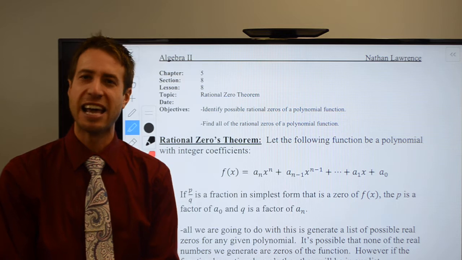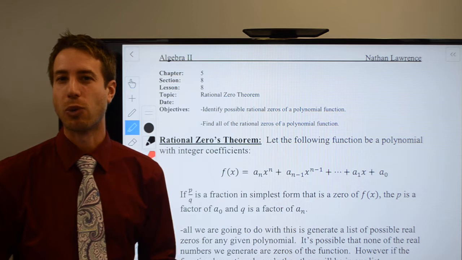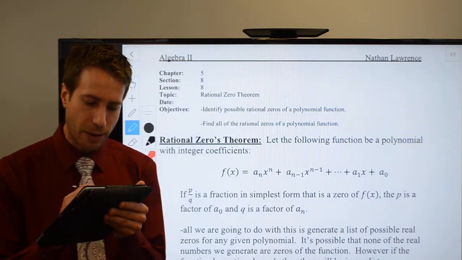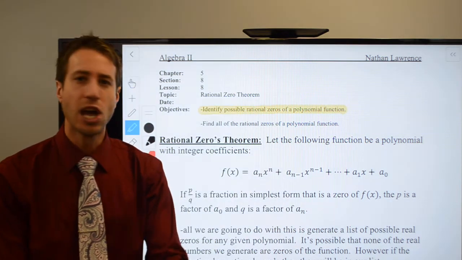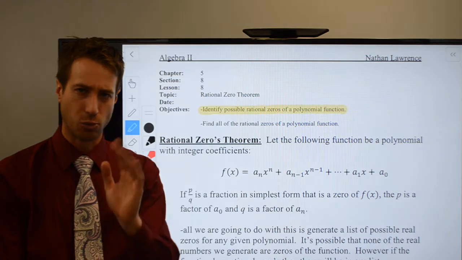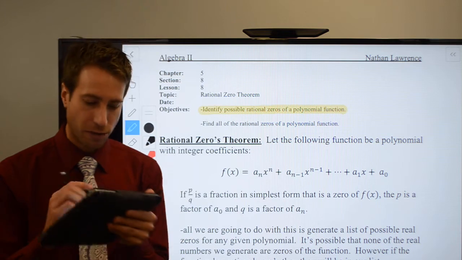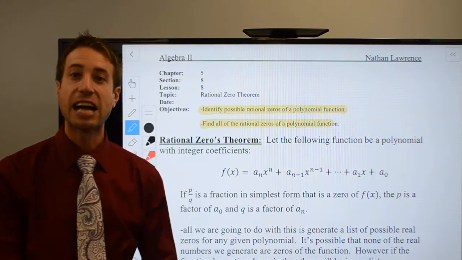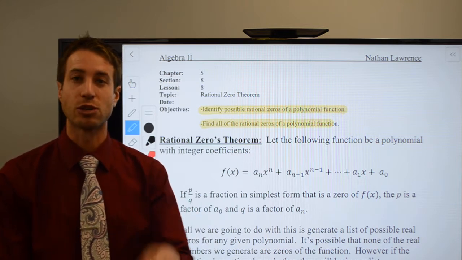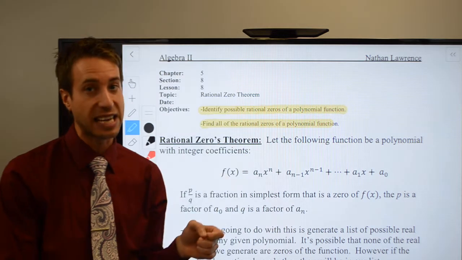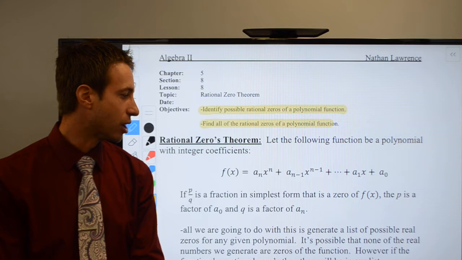But before we jump into that, let's take a look at the objectives or learning targets you're going to need to keep in mind as we work our way through this set of notes. First, you're going to want to be able to identify the possible rational zeros of a polynomial function. We'll do that using the rational zeros theorem. We'll get to that in just a second. Then you'll need to be able to find all rational zeros of a polynomial function, which means not just all possible, but eliminating the ones that are not actually rational zeros so that you get it down to just a list of the actual rational zeros of a polynomial. And again, we'll get to that in just a second.